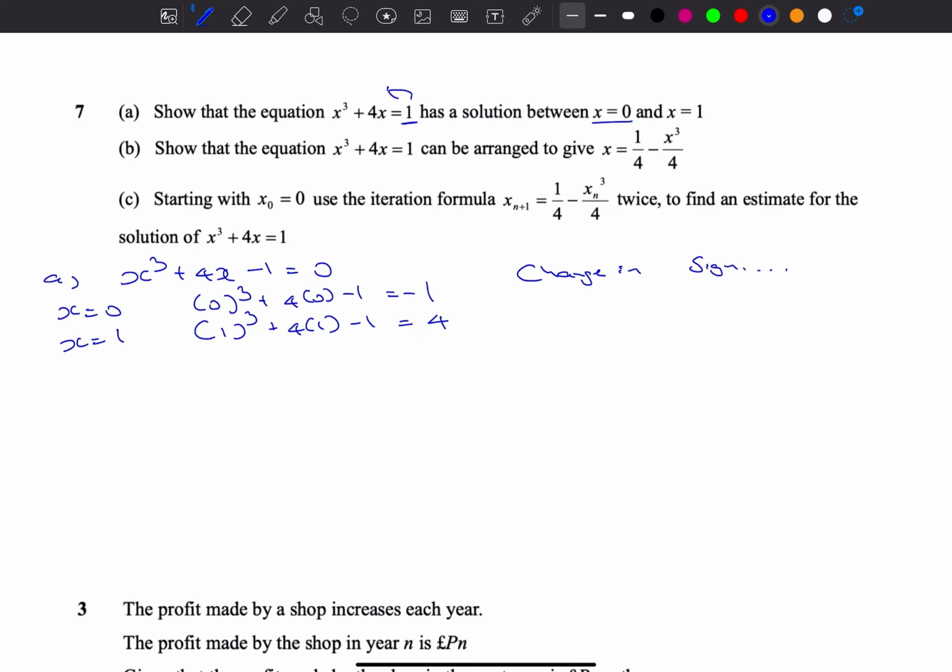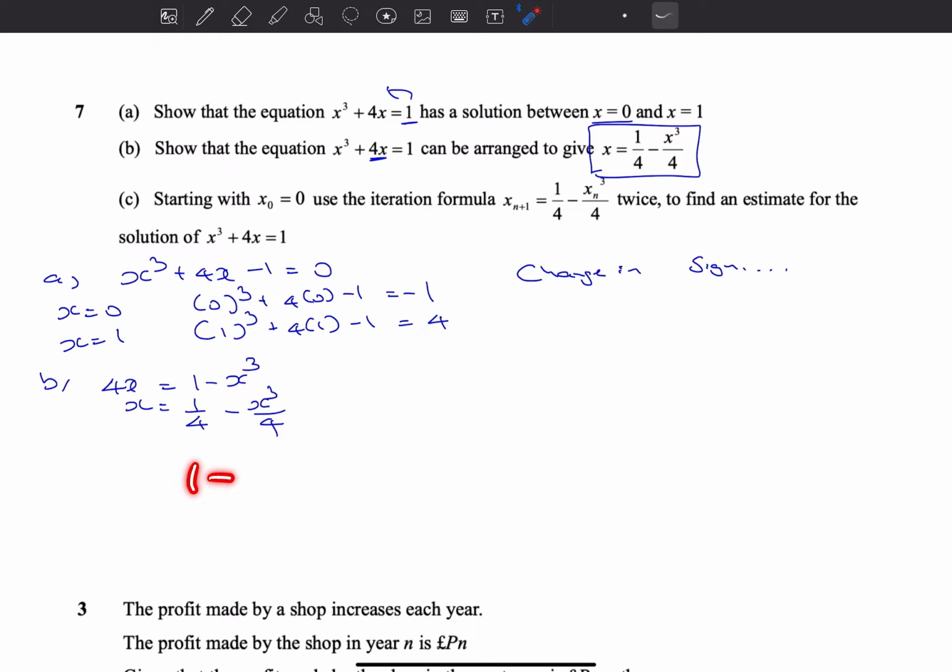Part B. What do we have? Show that it can be written as x equals 1 over 4 minus x cubed over 4. Make 4x the subject, so 1 minus x cubed. Divide everything by 4: 1 over 4 minus x cubed over 4. There you go. I divided separately. Some people think, why am I not writing it as one fraction? It's the same thing, but we just do it separately. Okay, next one, part C.